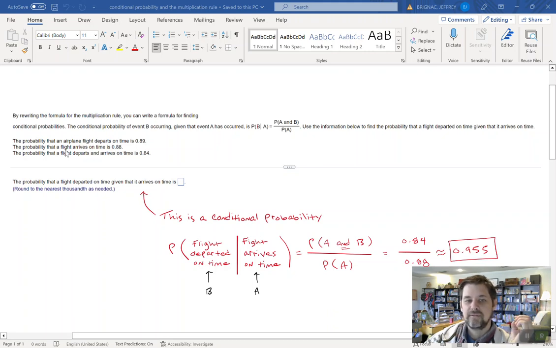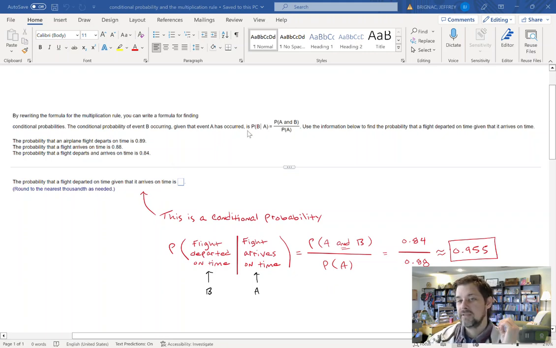Now, I'm given some other data here: the probability that a plane flight departs on time is 89%, the probability the flight arrives on time is 88%, and the probability that a flight both departs and arrives on time is 84%. Okay, we'll deal with those numbers in a minute. But the question is a question about conditional probability. Look at how it reads. It says, what is the probability that a flight departed on time given that it arrived on time? That's conditional probability.